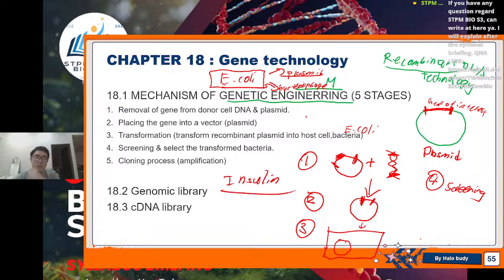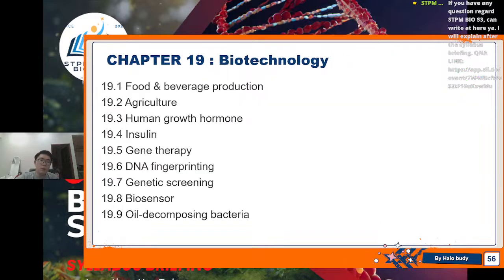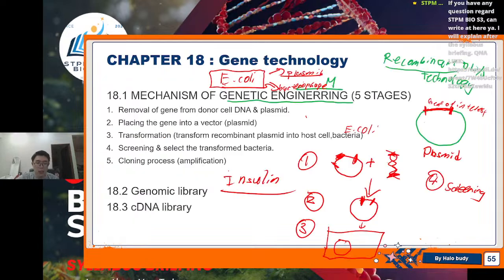The most famous one is insulin. In this chapter you also learn insulin, but normally your school teacher will directly use insulin when teaching this chapter. Okay, next one. This one is the genomic library and cDNA library.